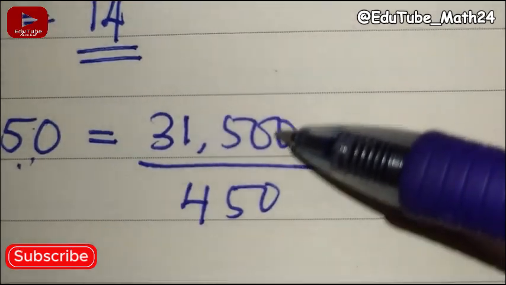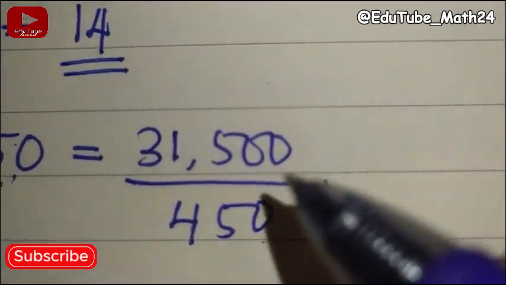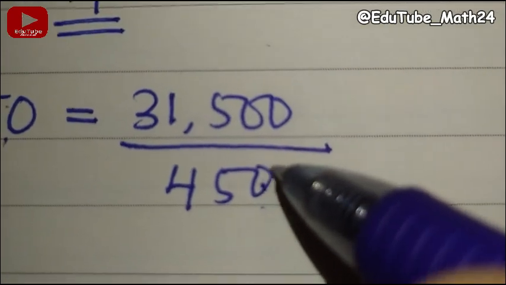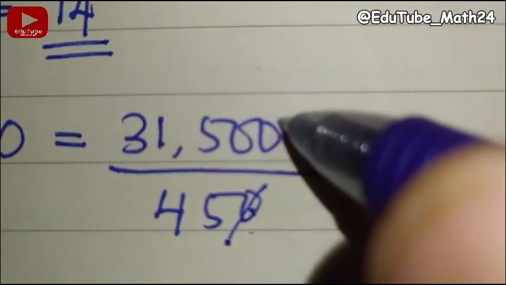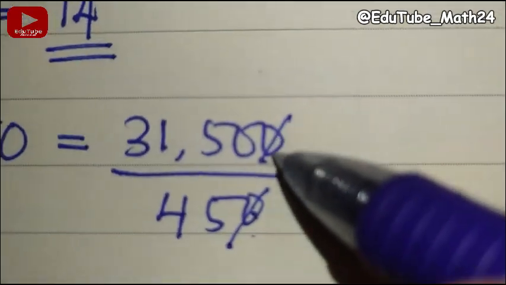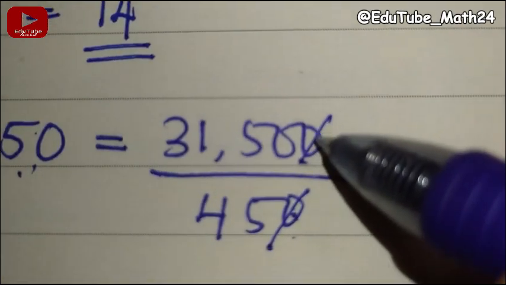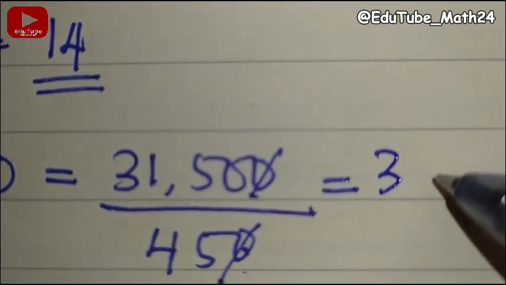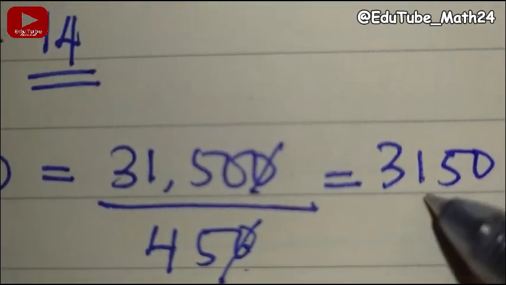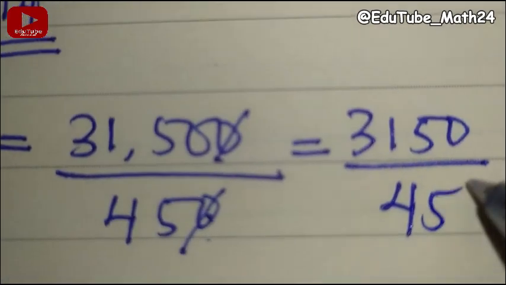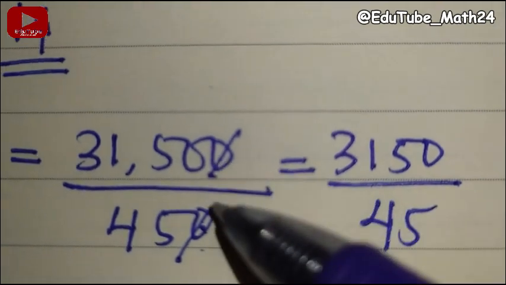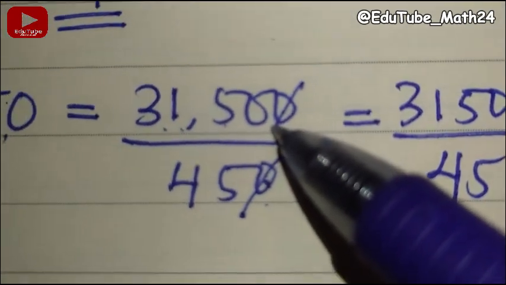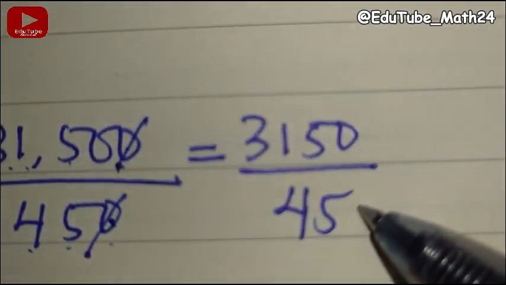First of all, because they have zeros in common, I'll strike out the zeros they have in common. There is 1 zero in the denominator, so we cancel 1 zero in the numerator. Now that I've struck out what they have in common, I'm going to write what I have left, which is 3,150 over 45. Don't forget that the 0 here has cancelled the 0 here. So I have 3150 left in the numerator and 45 left in the denominator.